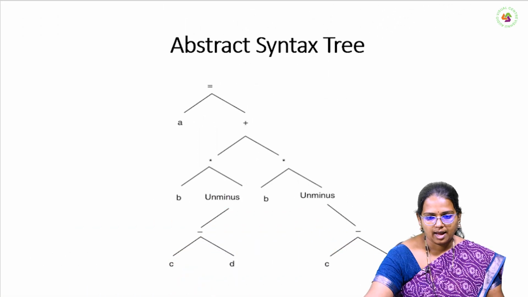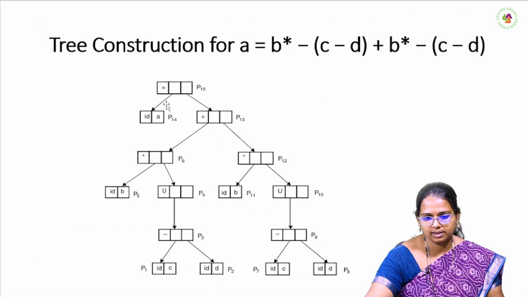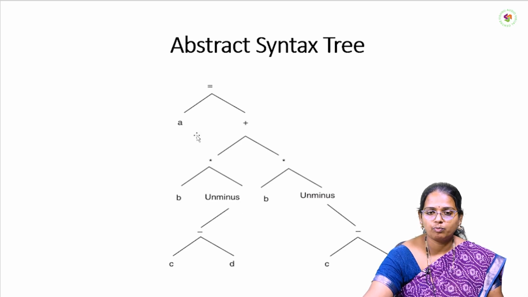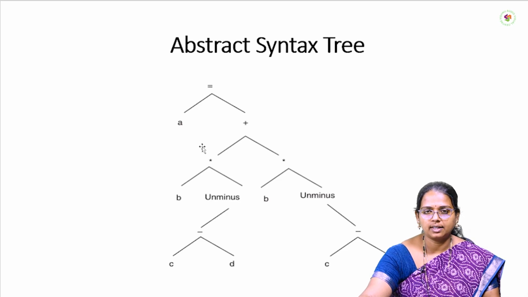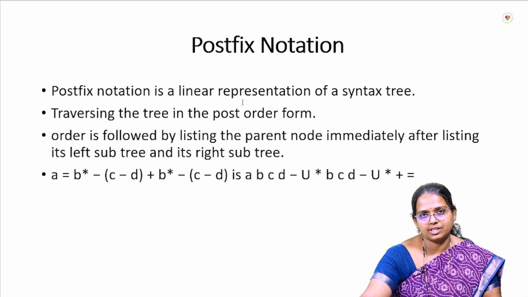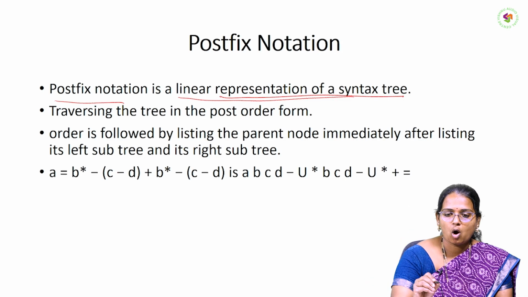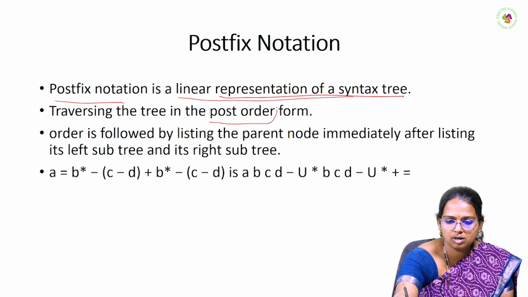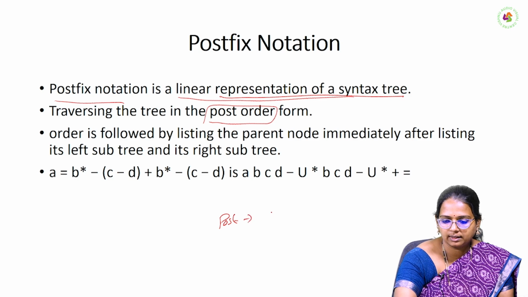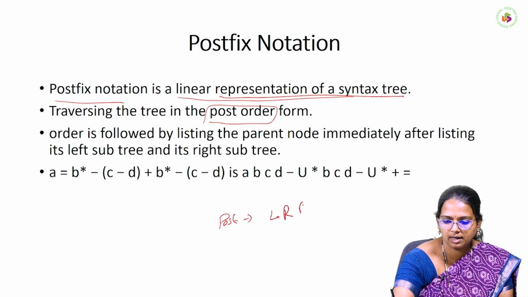Okay. Next, abstract syntax tree: removing all this, just keeping the symbols, then we will call it an abstract syntax tree. So, this is one of the intermediate code representations, that is the syntax tree. So, the next form is postfix notation. Postfix notation is a linear representation of our syntax tree. How is the syntax tree represented? By using post order. Here, post order means we'll do it like this: left tree, right and root. This is the post order representation.